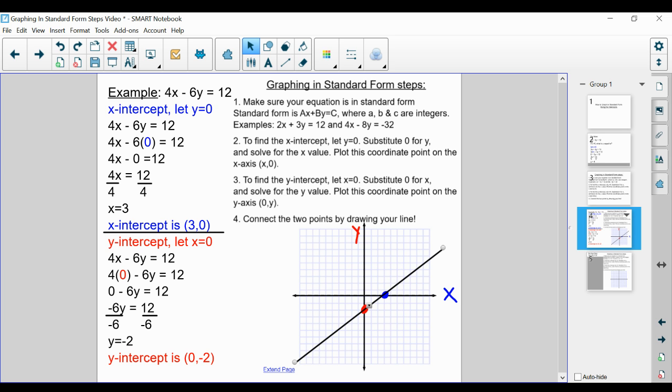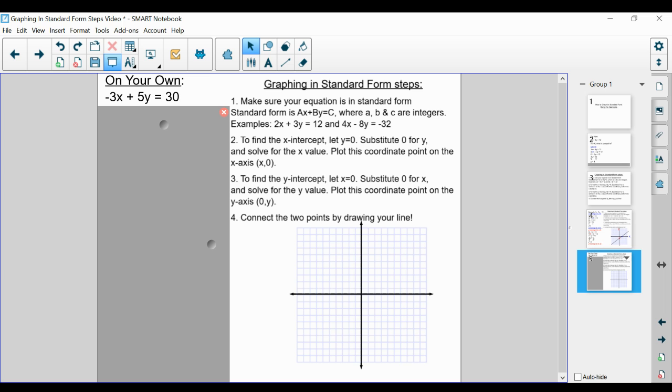All right, awesome. Now that we've gone through that one example, I'm going to ask that you try one out on your own. So in your problem, we have negative 3x plus 5y is equal to 30. Again, the steps are over to your right-hand side as well as a graph. You should have your steps copied down, and if by now you do not, you really need to copy down the steps. So please solve this on your own and resume when you are ready to check your answer.